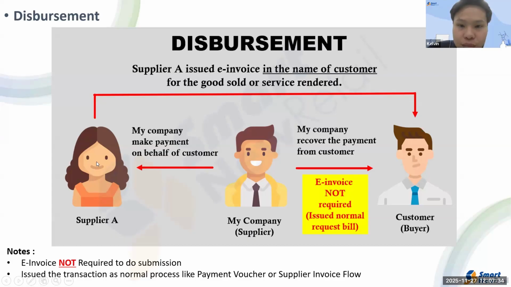So this hotel will issue an e-invoice in the customer's name for the goods sold, and my company will recover the payment from the customer as well. Okay. So in this process, an e-invoice is not required. So we just issue a normal request bill.